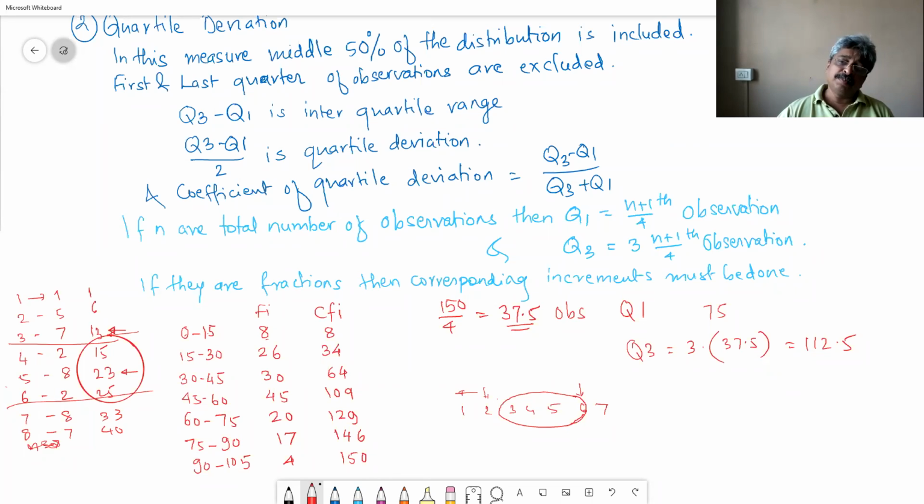See, the idea is very simple. Total number of observations divided by four, the first one will get into the first quarter and the last one will get into the last quarter. You are supposed to ignore them and consider the in-between ones. That is what the idea is.